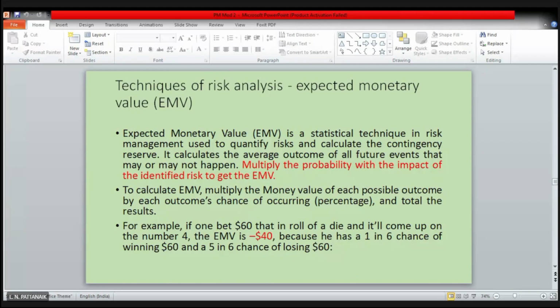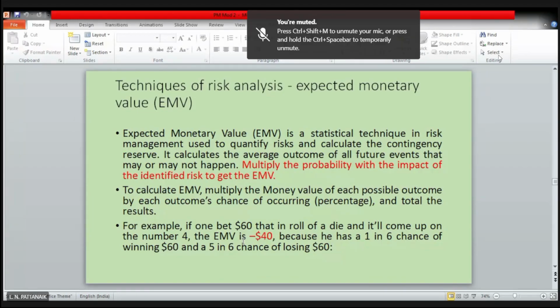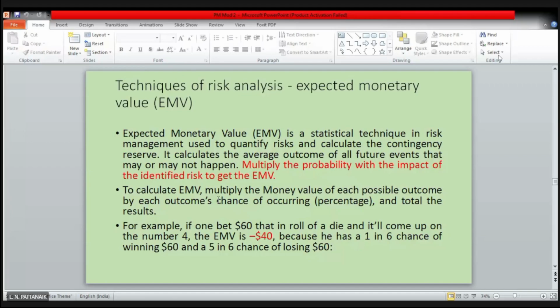Okay. As I told you, it is simply the multiplication of the probability associated with a particular option or alternative with the kind of monetary impact it will have on the project. Just a simple multiplication. You can see here, to calculate EMV, multiply this with this. Now let us take some simple examples to understand how this EMV can be calculated and how it can be useful.